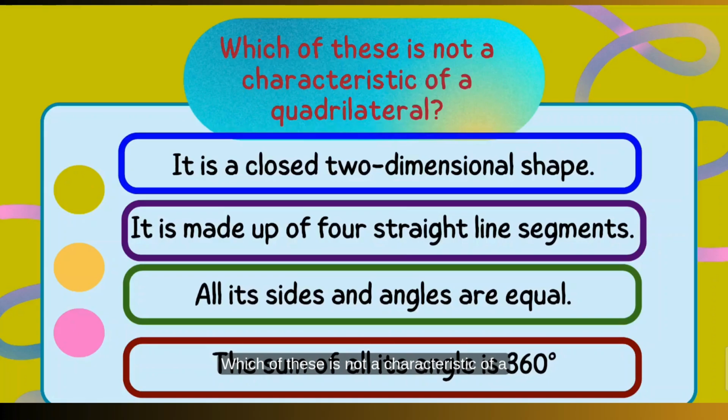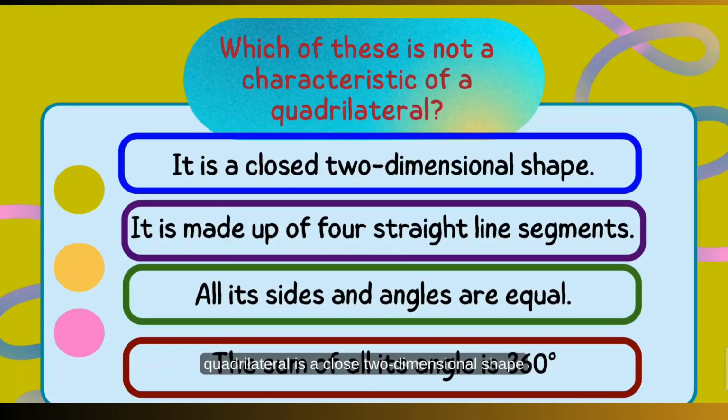Which of these is not a characteristic of a quadrilateral? It is a closed two-dimensional shape. It is made up of 4 straight line segments. All its sides and angles are equal. The sum of all its angles is 360 degrees. You may pause the video to match your learning pace.